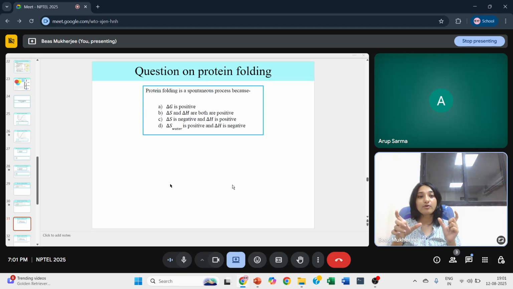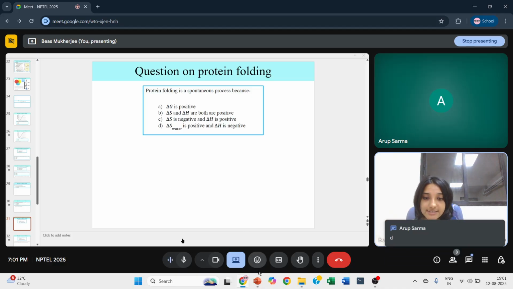The formula is delta G equals delta H minus T delta S. If this T delta S factor becomes big, only then the entire thing would become more negative, and so the delta G will be negative. If delta G is negative, then it is a spontaneous process. The free energy is negative, that means it is energetically favorable. So D is correct actually.